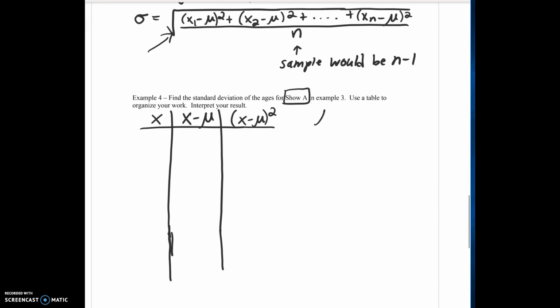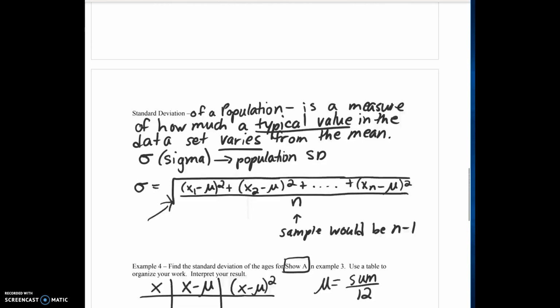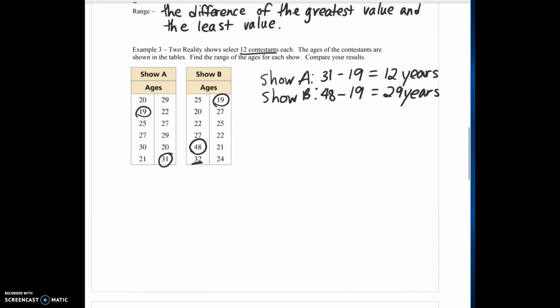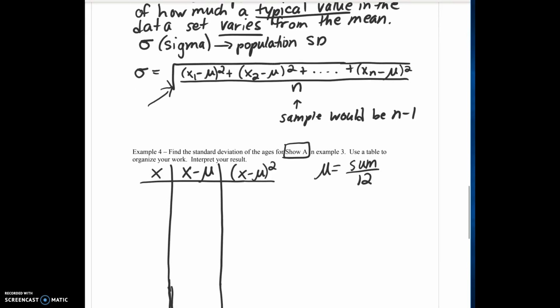Now we're doing show A. And we want to calculate the mean first by doing the sum divided by 12. You could take a minute to do that in your calculator. I'm just going to scroll back real quick. So here's our data for show A. You're going to do 20 plus 19 plus 25 plus 27 and so on. Add those all up, hit enter, and divide by 12. You should get a mean of 25. You don't really have to show work for that. You can use your calculator for it.